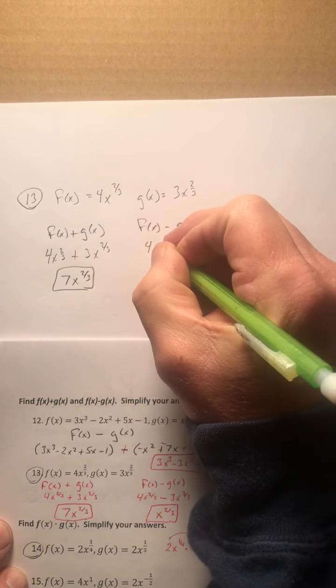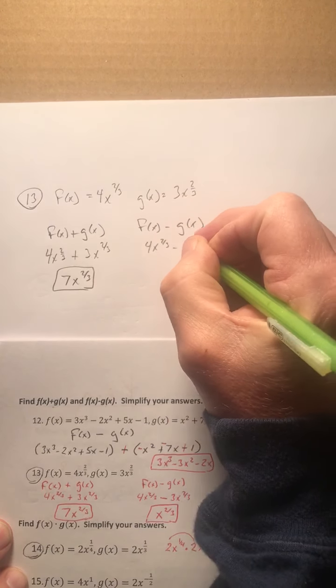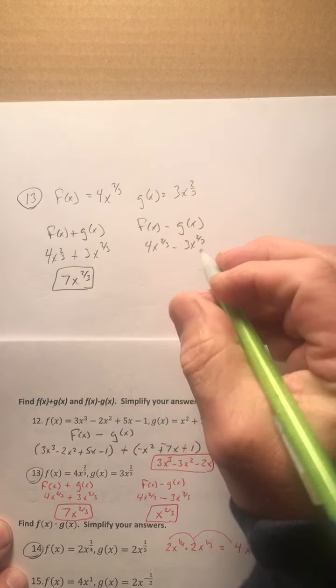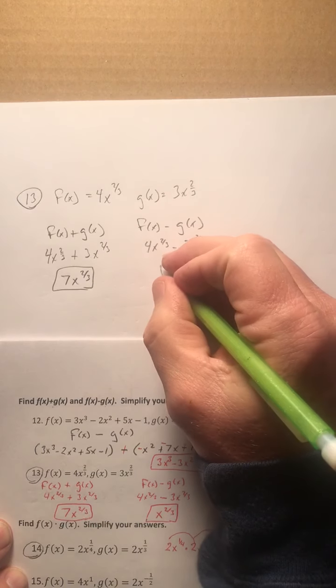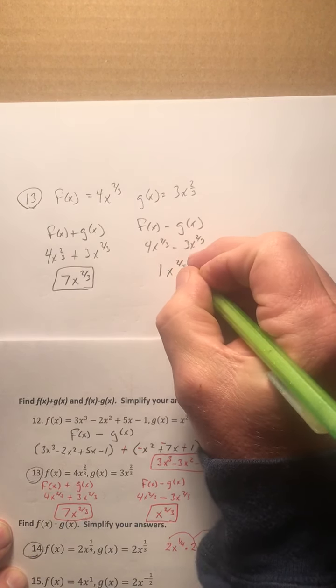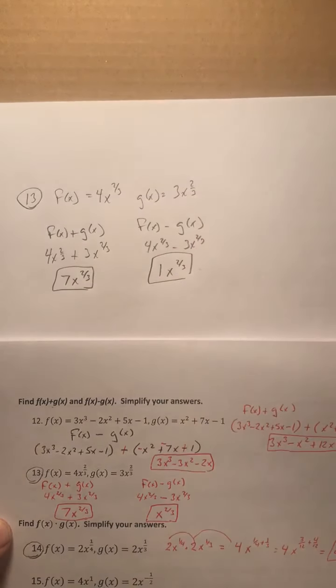All right. And then f of x minus g of x. So I have 4x to the 2/3 power minus 3x to the 2/3 power. Again, they're like terms, so I can subtract them. 4 minus 3 gives me 1x to the 2/3 power. All right, so that was number 13.